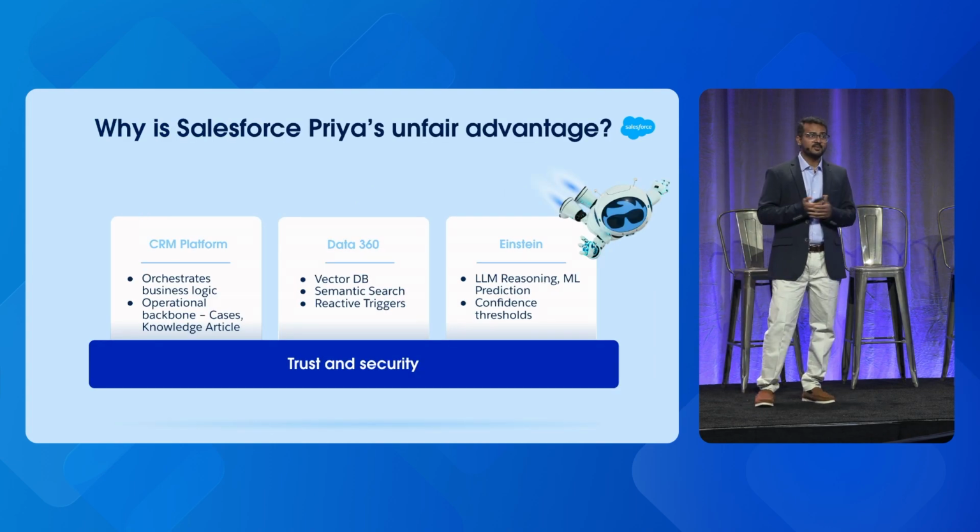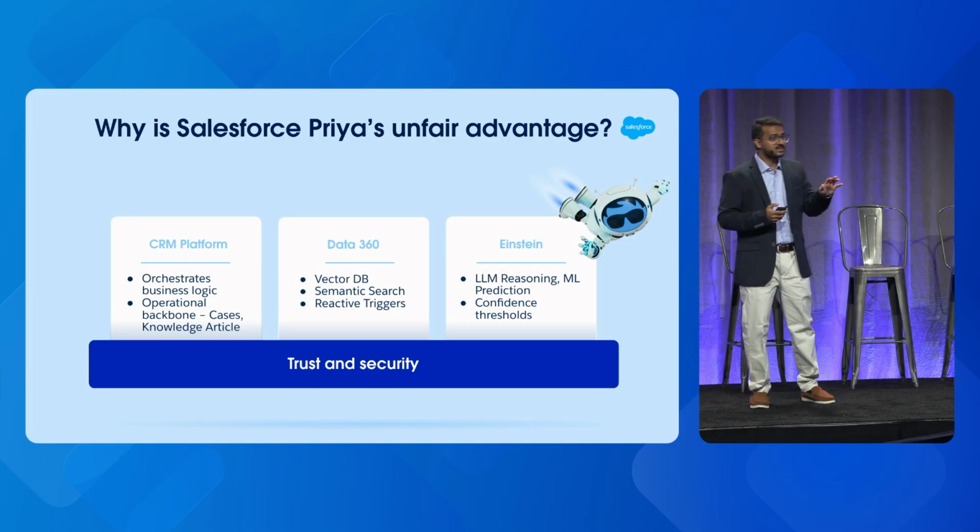Now, Priya is a Salesforce developer, and she realizes that Salesforce is actually her unfair advantage. The reason being there are 3 different systems working as one. First is the CRM platform. This is a system of record. This is where there's support for case records, knowledge articles, everything's already there. She does not need to go anywhere outside, and she can orchestrate all the business logic right from within the platform.